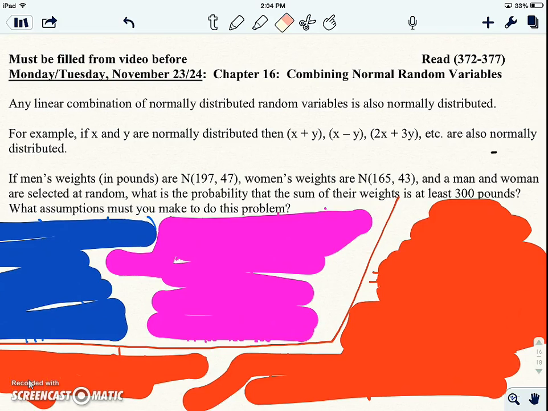Unit 4, Day 5, Combining Random Normal Variables. Any linear combination of normally distributed random variables is also normally distributed. For example, if x and y are normally distributed, then x plus y, x minus y, or even 2x plus 3y are also normally distributed.